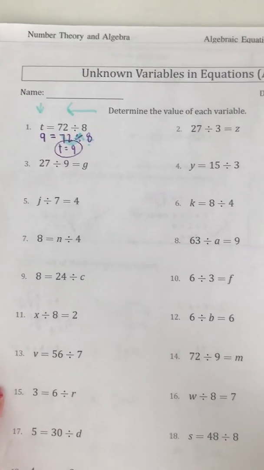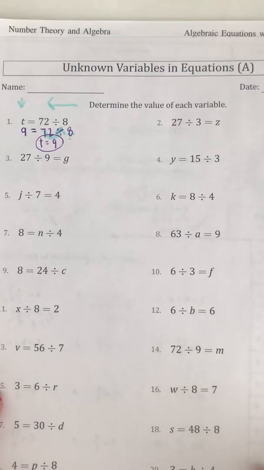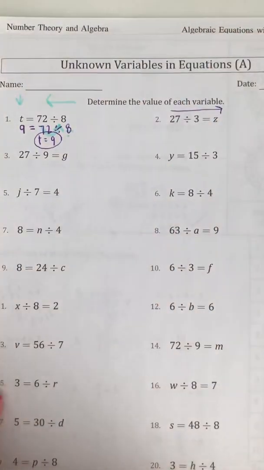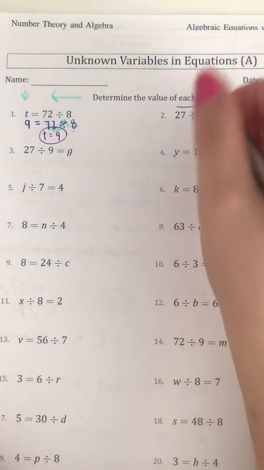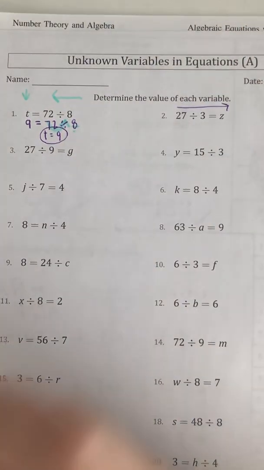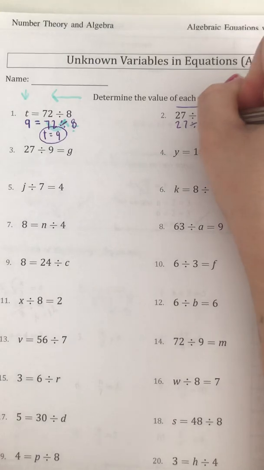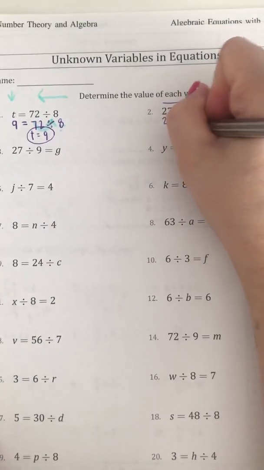Here for number 2, we have 27 divided by 3 equals z. And these are usually the easier ones because it is going in the direction that we are used to. So here we have 27 divided by 3. So that's all you have to figure out, whether it's from memory or you're still having to use a few steps to get there. 27 divided by 3 is equal to 9. So you would write the equation again. 27 divided by 3 is equal to 9. So that means that z is equal to 9.